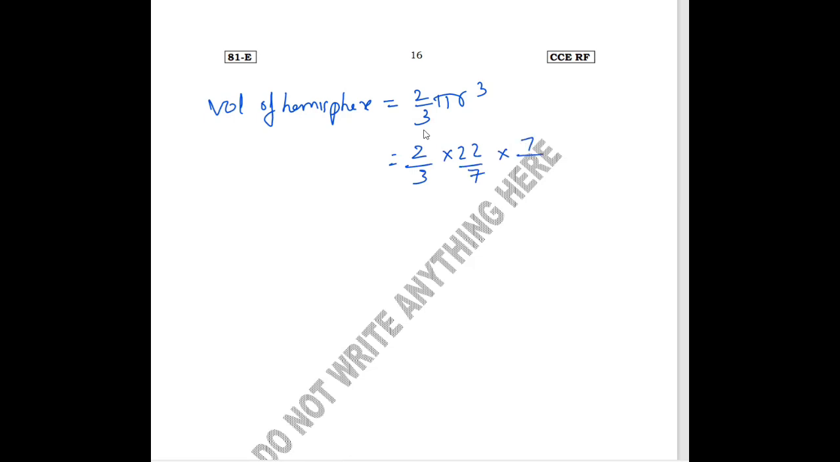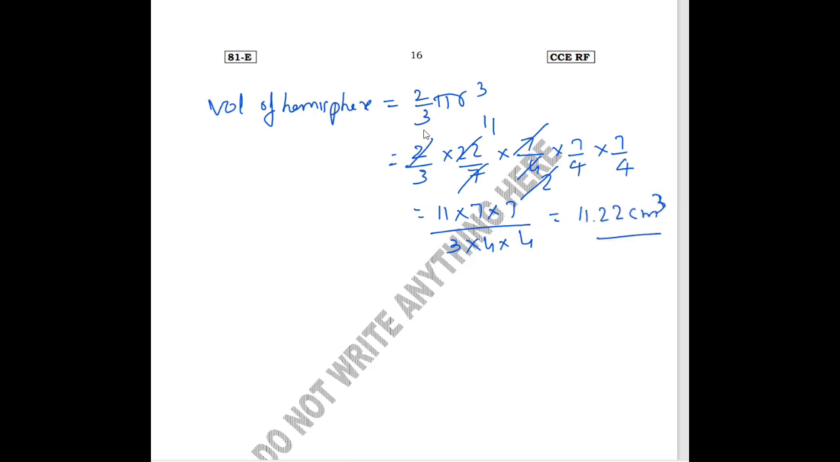R value is 7 by 4 into 7 by 4 into 7 by 4. 7 7 cancel, 11 and 2 2 2 cancel. So what remains? 11 into 7 into 7 divided by 3 into 4 into 4. Now if you multiply all this and simplify, your final answer is 11.22 centimeter cube.